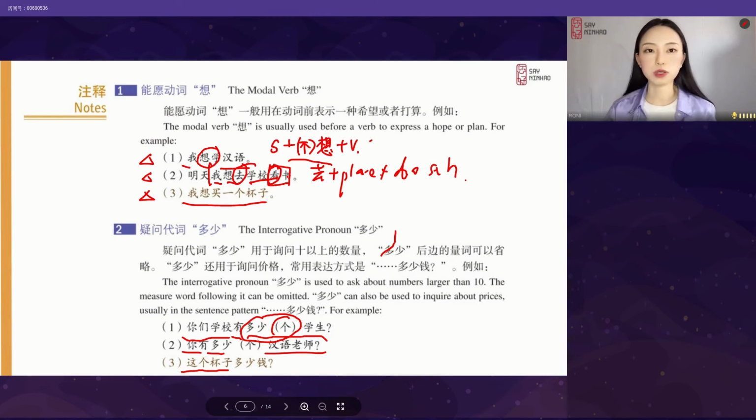Okay, now try to make a sentence. How many Chinese books do you have? Let's assume you have more than 10 Chinese books. We will put a person at the beginning, right? So 你 and then the verb is 有, 你有. How many is 多少, and Chinese book is 汉语书. So 你有多少汉语书? How many Chinese books do you have? So this is the interrogative pronoun 多少.